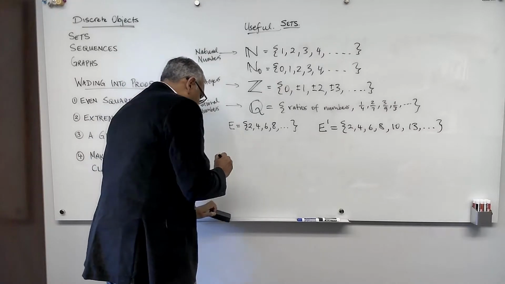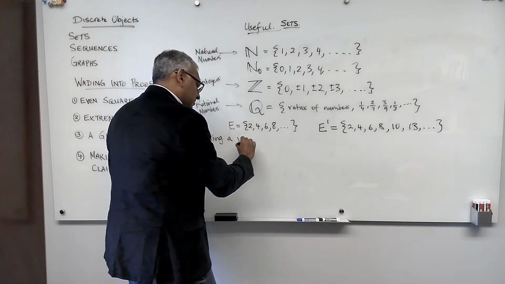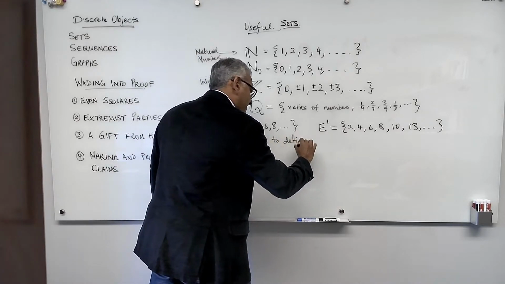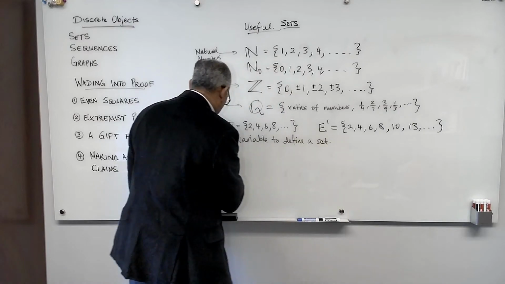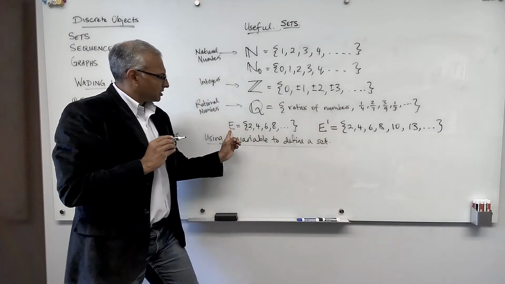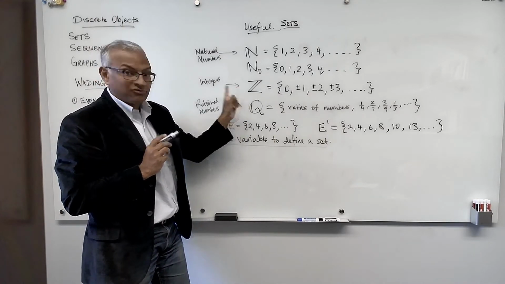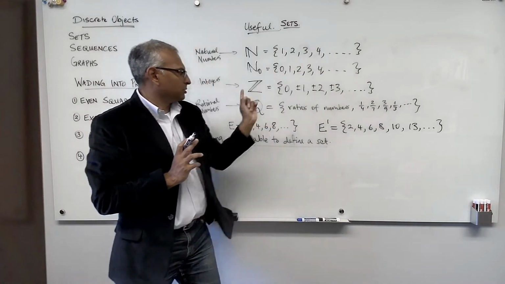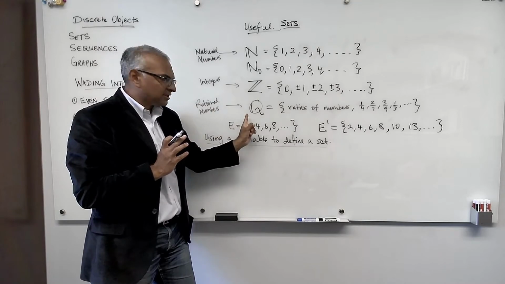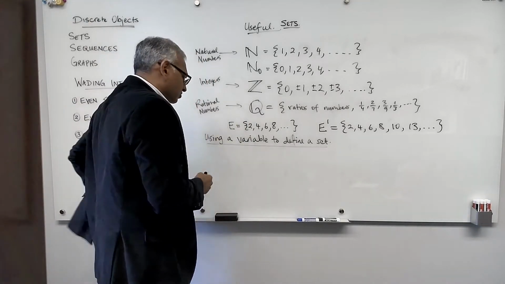So, using a variable to define a set. I'll start with the even numbers, and I'll show you how we will then be able to define more formally, without fill in the blank, the integers, and then I'll show you how we will define the rational numbers. Then you will be familiar with this notion of using a variable.